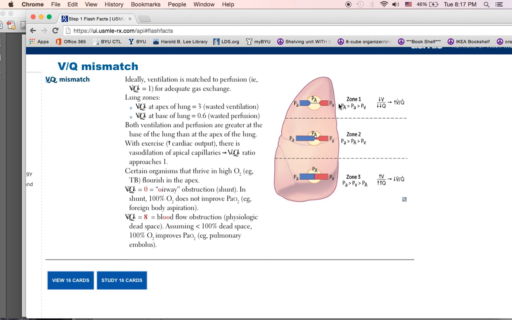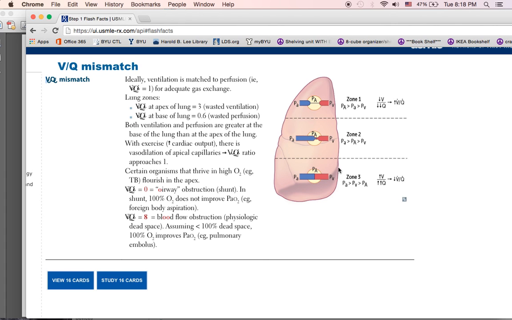Okay, so to start out with zone 1, well, let's compare zone 1 with zone 3. Now, zone 3, because of gravity, is going to have a higher hydrostatic pressure in the capillaries at the base of the lung than in the capillaries of the apex of the lung. An increase in hydrostatic pressure is going to dilate those capillaries and allow for more blood flow, or more perfusion, through the base of the lung.